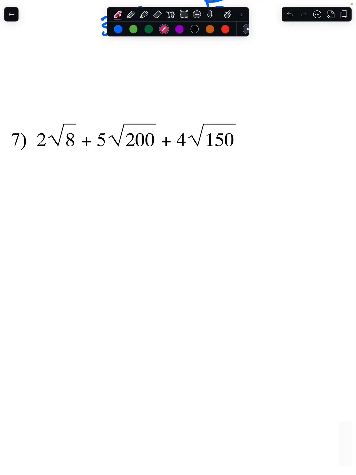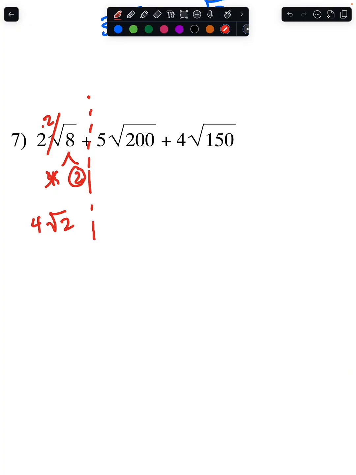All right. Let's take a look at what we're looking at here. All right, 8 is 4 times 2. 2 is prime. The square root of 4 is 2. So this turns into 4 square root 2 because that 2 stays under the square root.